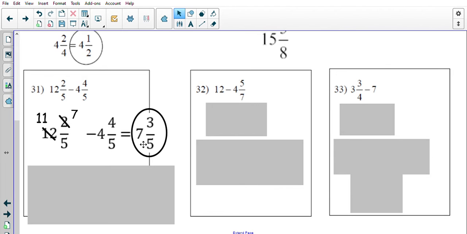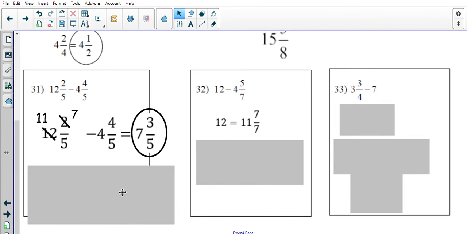Now, sometimes we're going to have problems like in number 32 where we have a whole number minus a mixed number. Very often, I see students give me an answer for this of 8 and 5/7. They're like, oh, 12 minus 4 is 8. Let me just tack on the 5/7. But that's like taking 5/7 away from nothing, and you can't do that. So you do have to borrow for this one.